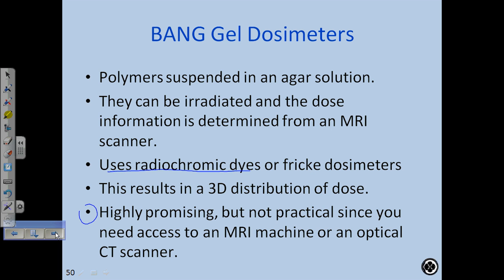The beauty of BANG gel dosimeters is that they're 3-dimensional dosimeters. Most of the dosimetry we do is either point dosimetry or 2D dosimetry with film. But what's nice about BANG gel is it gives you 3-dimensional, and you can get 3-dimensional scanning. So people have used this for stereotactic radiation. Say you've got a head phantom, and you can fill it with BANG gel.